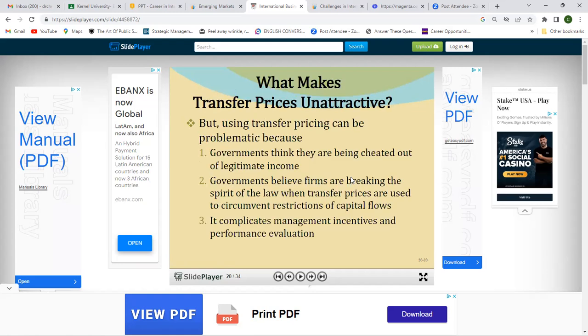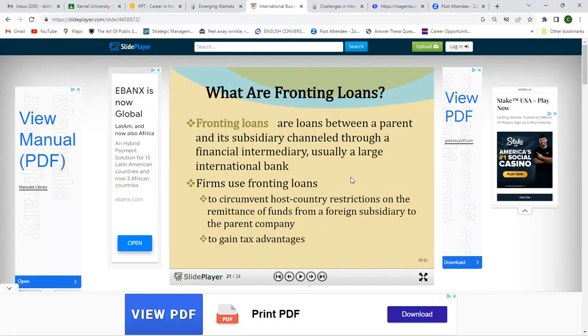What makes transfer prices attractive? But using transfer pricing can be problematic because governments think they are being cheated out of legitimate income. Governments believe firms are breaking the spirit of the law when transfer prices are used to circumvent restrictions on capital flows. It also complicates management incentives and performance evaluation.